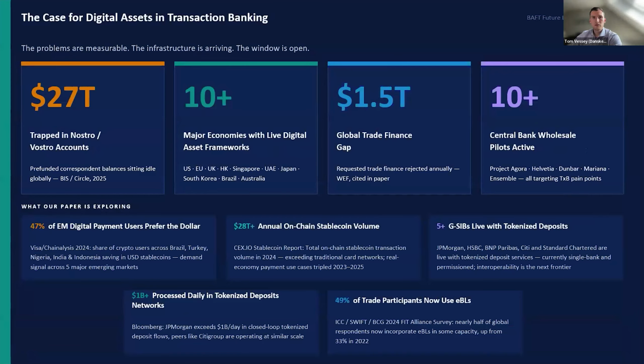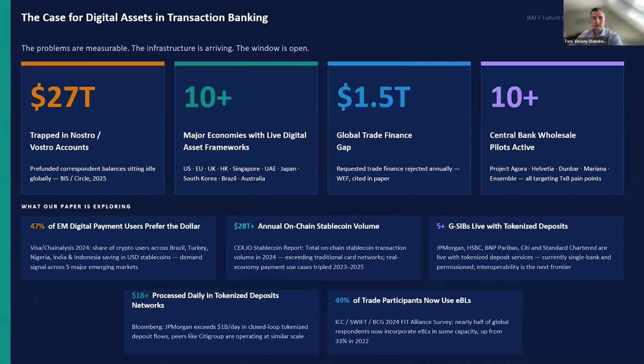Thanks, Nico. So, as you can see here, I want to talk about some of the key challenges and realities that are already upon us today in transaction banking. You can see 4 boxes, 4 key areas that I want to talk about. And these are the 4 key areas that we actually focus on in our paper.